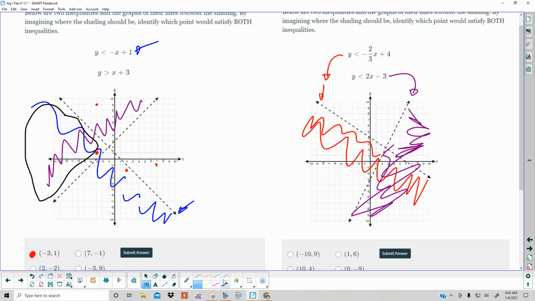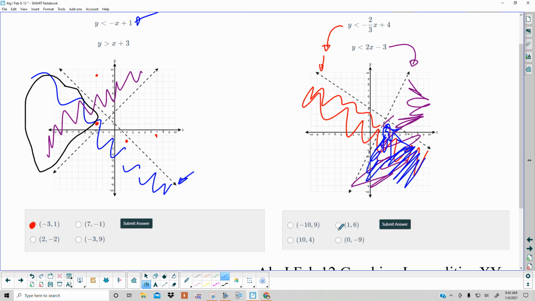The answer area is where it's double shaded. This is where it's double shaded, down in here, all of this area. Now, which one is a coordinate in that area? Negative 10, 9, no. 1, 6, no. 10, 4, it's up here, no. 0, negative 9, yes, that's right there. I know it's hard to see there, but it's right there. So that would be it.